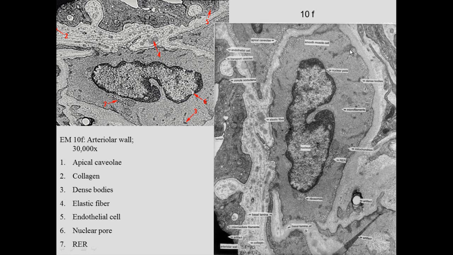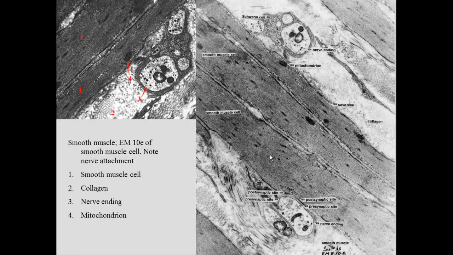Another characteristic of these cells is that they have these apical caveolae, little pinching vesicles that pinch off from the surface that you see around, or maybe they're invaginations to take up calcium.